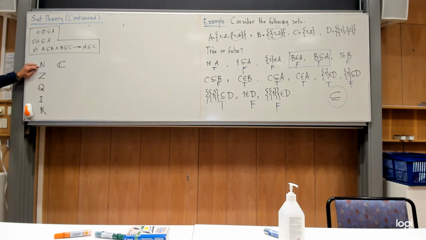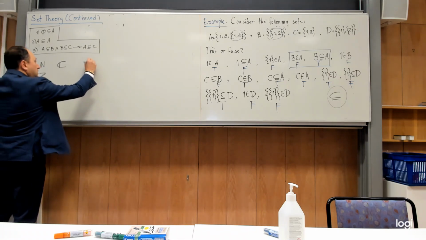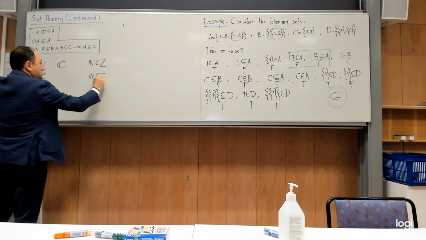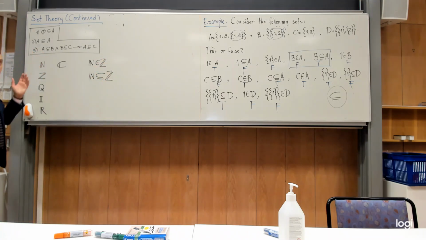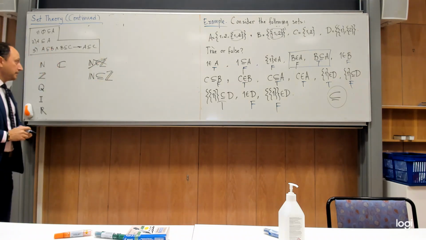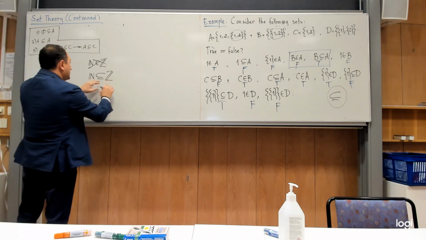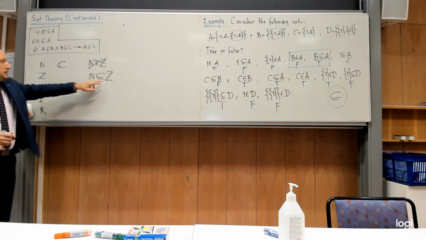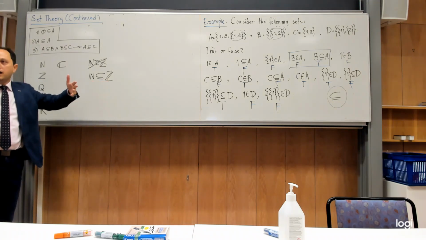What is the relation between N and Z? Is it okay to write N belongs to Z, or is it okay to write N is a subset of Z, or none of them, or both of them? Subset is the correct way of writing. You agree? So this is wrong, but this is correct. So, what is the relation between Z and Q? The same. This is subset. Every integer is automatically a rational number.